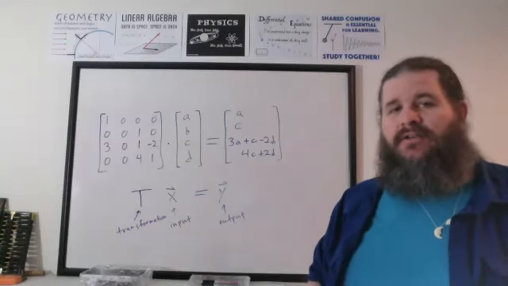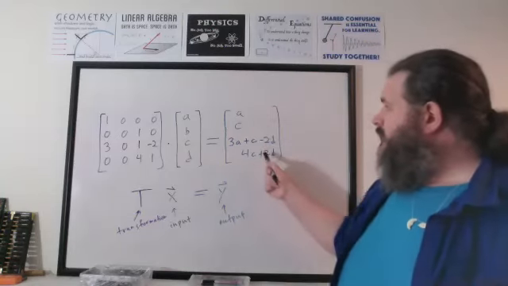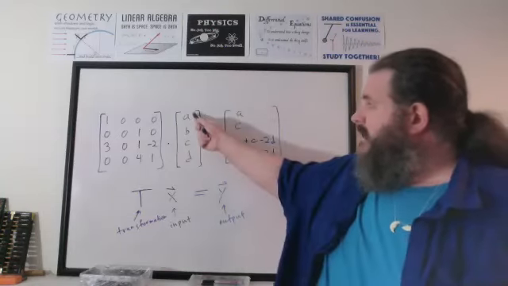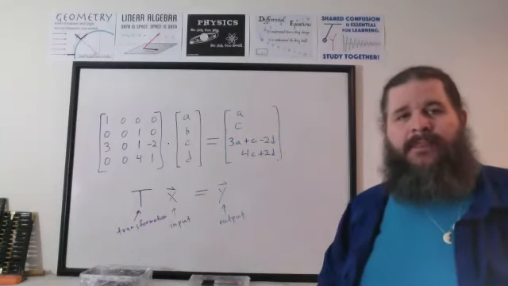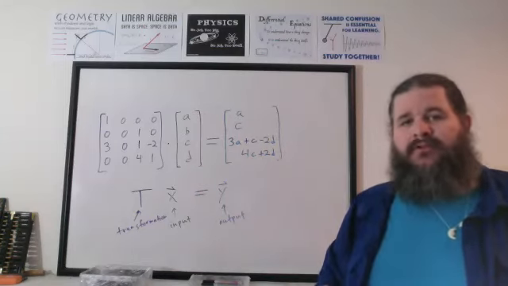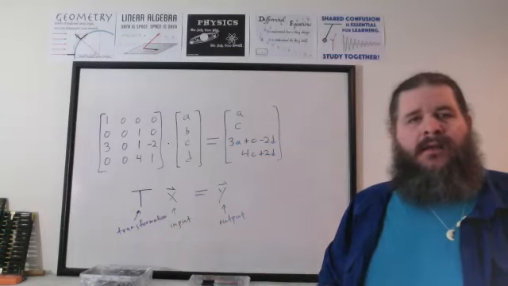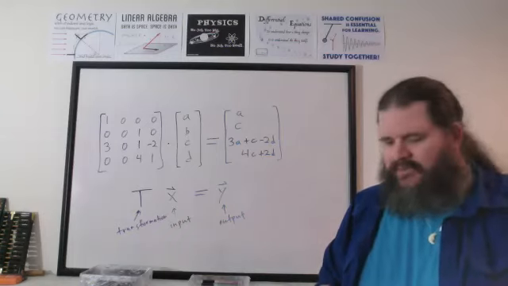You cannot undo it. If I just tell you the result, there's no way you could figure out entirely what the input was because you have no information about B. So this would be a non-invertible transform. Any other questions on that?